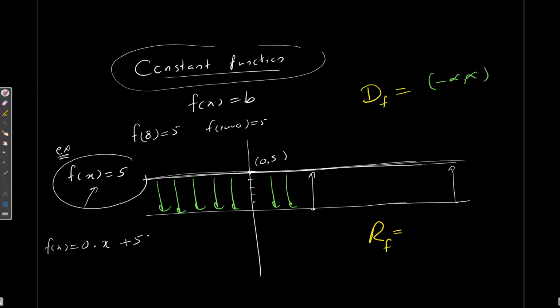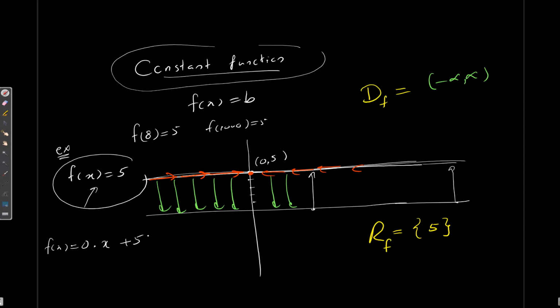How about the range? Pause the video and think about it. So if you shadow it, if you take the projection onto the y-axis, what will happen? Assuming you thought, let me use red color. If you shadow it, because this is a horizontal line, you are going to get only one point. So your range is actually just 5, just one number. Okay, that's a point to note.